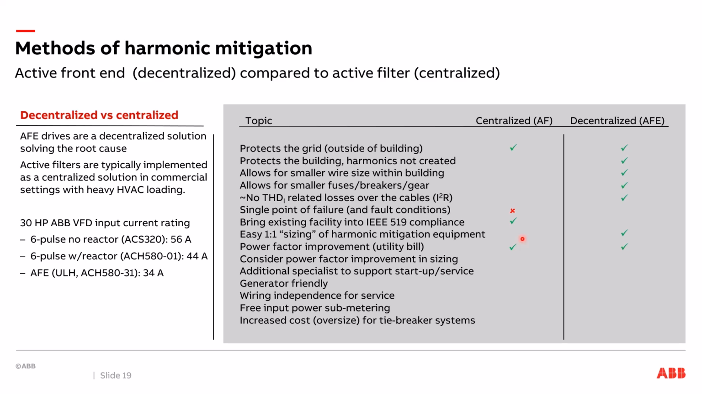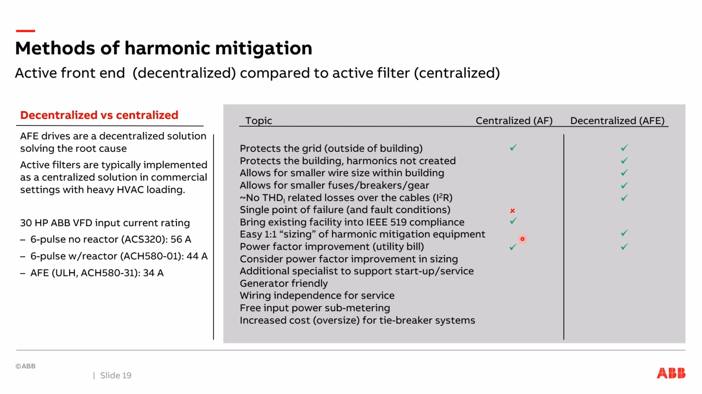When I look at power factor improvement of my utility bill, they're both a wash there. Now the active front end drives have that 1.0 power factor. The centralized solution can also improve power factor. However, it does impact some of the sizing. So going back to that sizing conversation, how complex it is. When you get an active filter, you typically will choose it. Are you getting this because you want harmonic mitigation, or do you want power factor improvement? Well, if you want both, you have to size it for both.